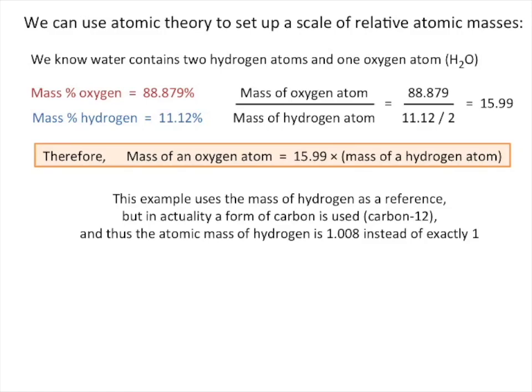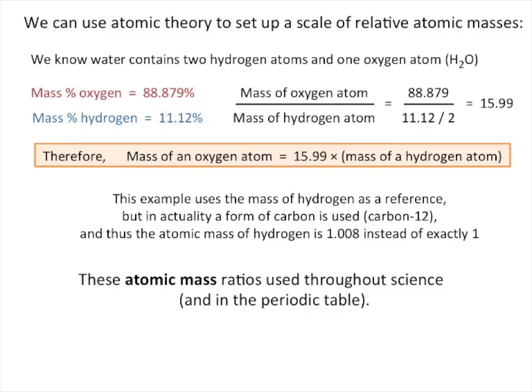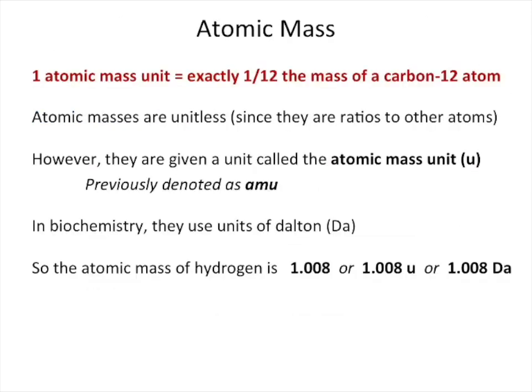So this way we can set up a scale of relative atomic masses. The example I just used uses hydrogen as a reference. In reality, a form of carbon is used, carbon-12, when we talk about isotopes. And so when you look at the periodic table, the atomic mass of hydrogen is not exactly 1, because the scale is set up relative to carbon-12. These atomic mass ratios are used throughout science. They're what you see in the periodic table. It's how we describe the mass of elements.